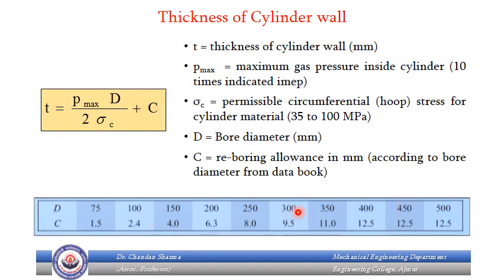This data table is readily available along with these formulas also. We just need to find the procedure, understand the procedure. Otherwise, all these formulas we can easily find in any of the data books. So using this formula, we can easily find what would be our thickness of cylinder wall.